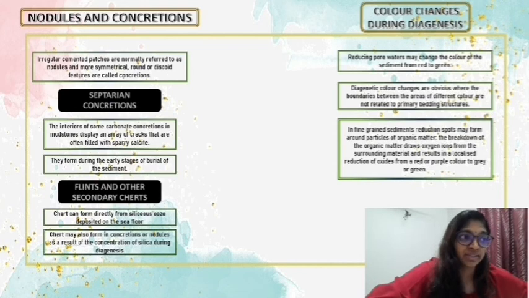Flints and other secondary cherts. Chert can form directly from siliceous ooze deposited on the seafloor. They may also form in concretions or nodules as a result of the concentration of silica during diagenesis.